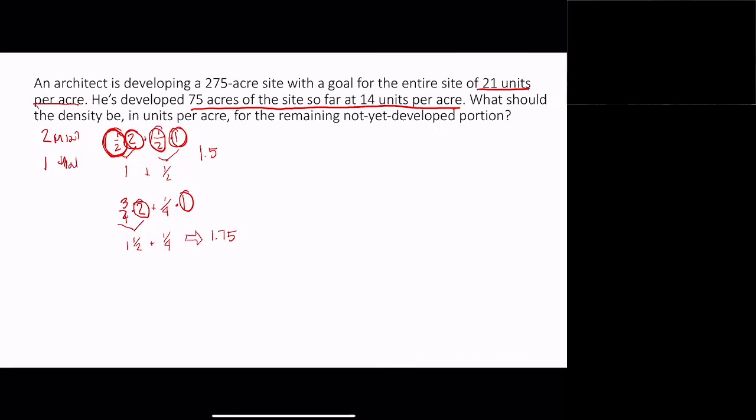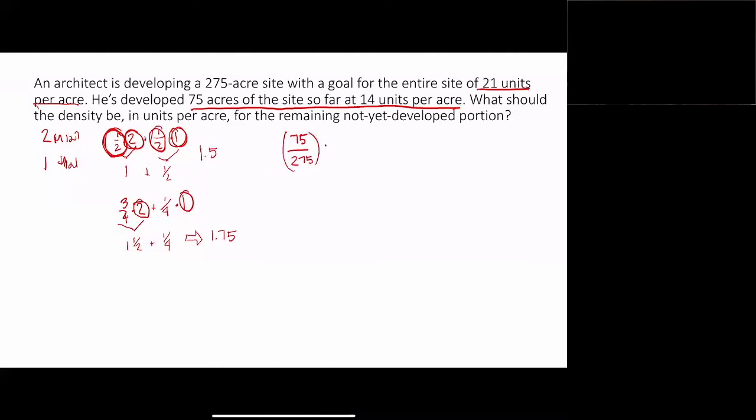Now, it may not be much higher because we've only developed a little bit of the site, but it's going to be higher. So remember, what we want to do is multiply the proportion times the value plus the proportion times the value to get the composite value. The proportion that we've done so far is 75 over 275.